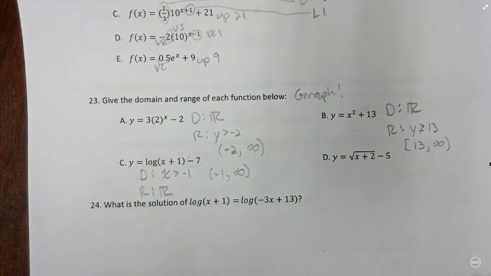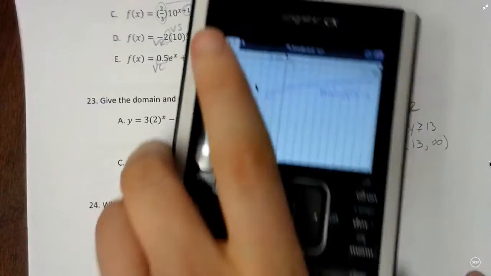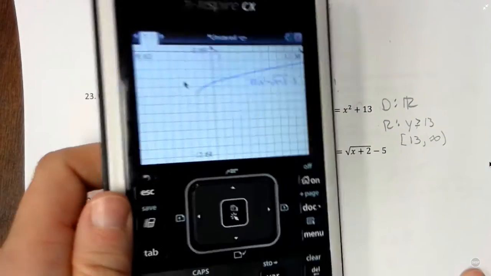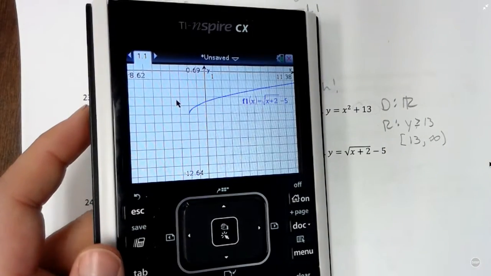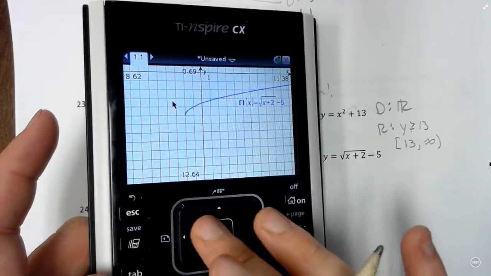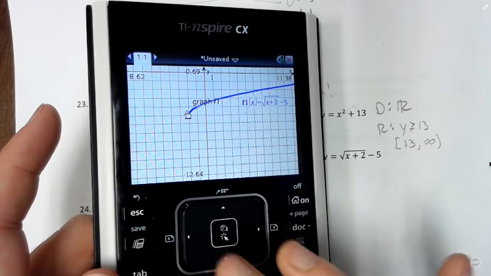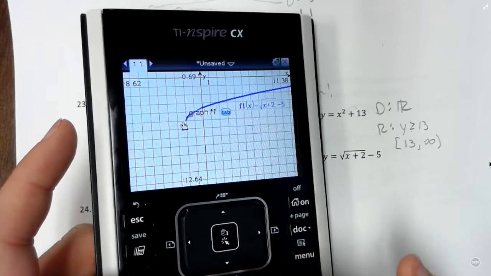And then do you have a square root? No, I want equals. X plus 2. Because here's D, and I just didn't move my window from what I had it for C. So anyway, that works. Square root functions have either a beginning point or an end point.